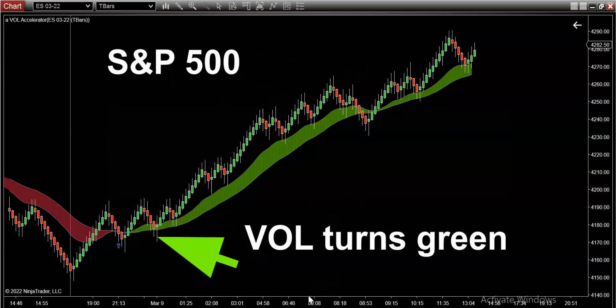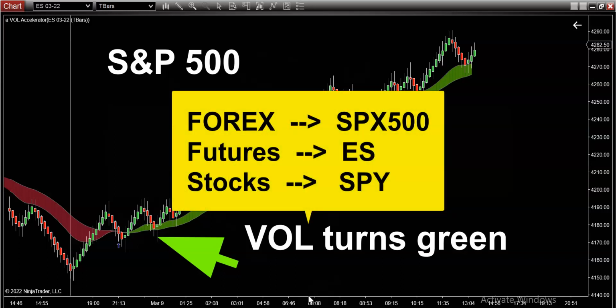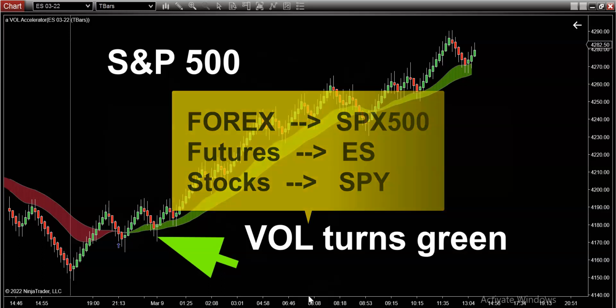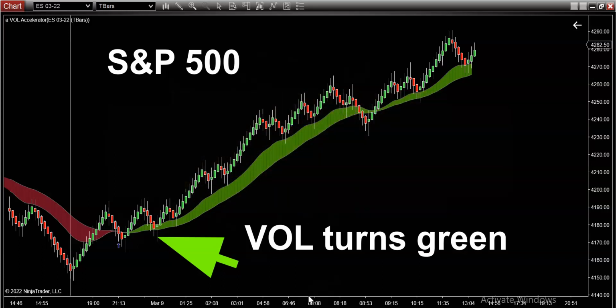All right. First things first, what you're seeing on the screen right now is a chart of the S&P 500. This is the global benchmark. You can just trust me when I say this is the most widely traded symbol on any asset class. If you trade Forex, your symbol is SPX 500. If you trade futures, your symbol is ES. And if you trade stocks and options, your symbol is SPY, what they call the SPY.